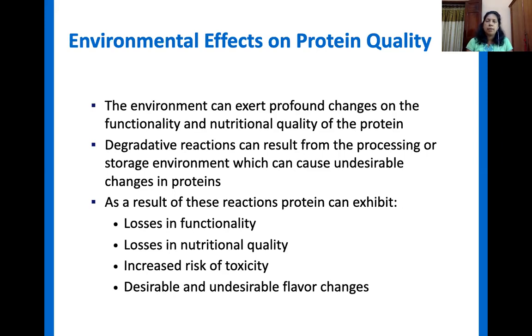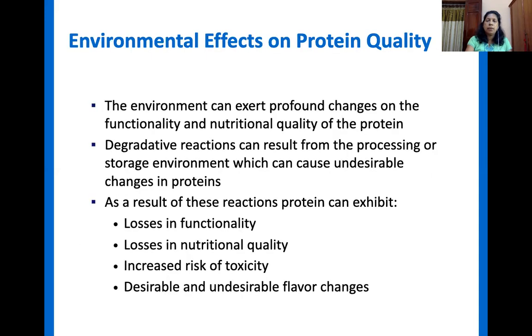The degradative reactions can result from a processing or storage environment, which can cause undesirable changes in protein. Degradative reactions can happen, for example, because of freezing. We will talk about those things later on. As a result of these reactions, protein can exhibit loss of functionality, loss of nutritional quality, increased toxicity, as well as desirable and undesirable flavor changes.